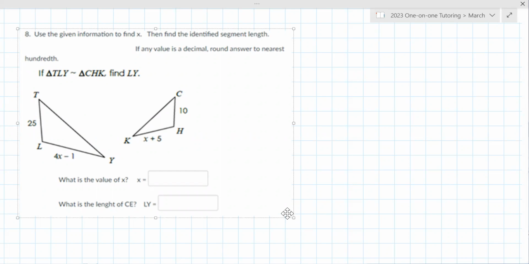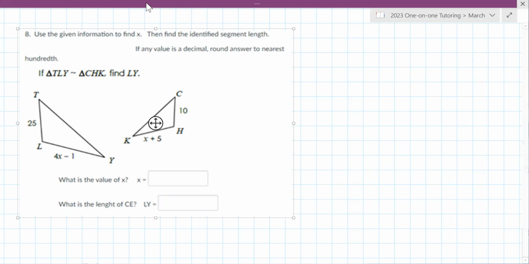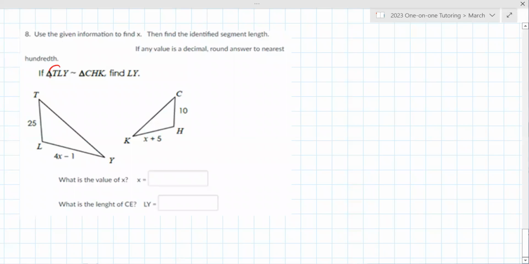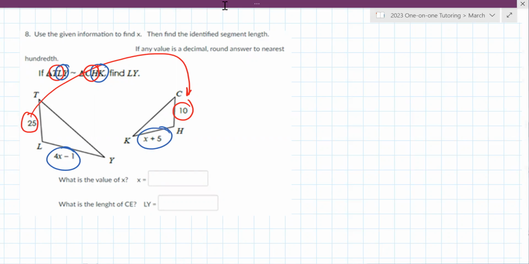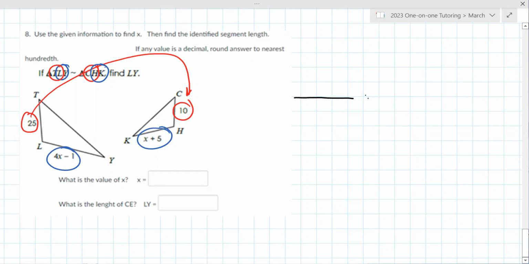So, all right, we've got, yet again, big surprise here, another triangle. How do we want to do this? Sometimes it's better to look at the letters, like it says T to L matches up with C to H. So T to L is 25, C to H is 10. Okay. So that's an important relationship. Similarly, it looks like L to Y goes with H to K. So L to Y is this one, H to K is this one. So we could set up another one of these proportions. That's probably the best way to do it.